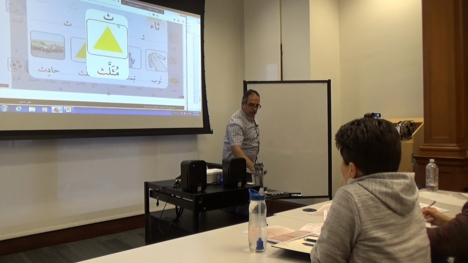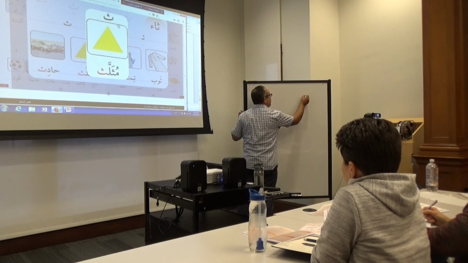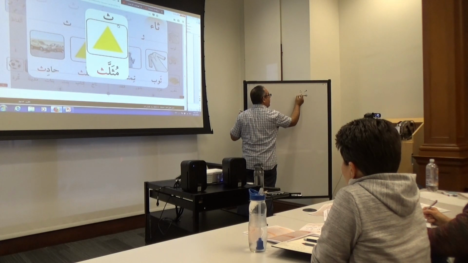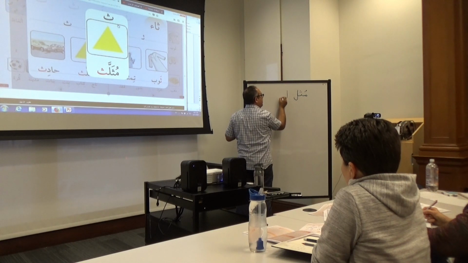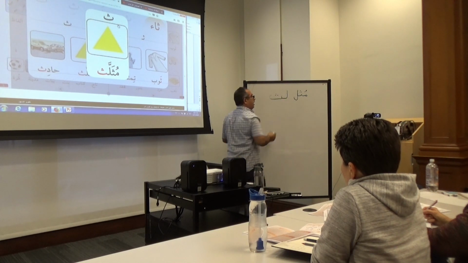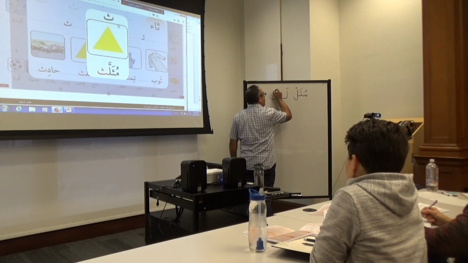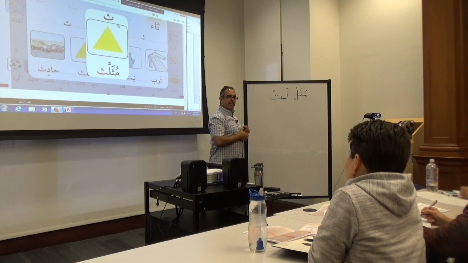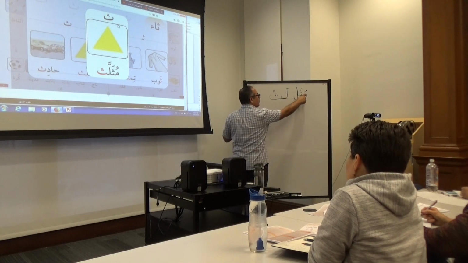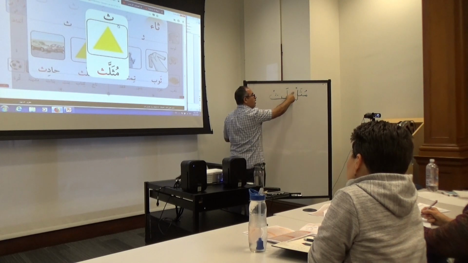So if you want to pronounce this word correctly, you should read it like this. Mu, thal, leth. So mu, thal, leth. You see? Mu, thal, this is sukoon in here. Muthal, you stop there.